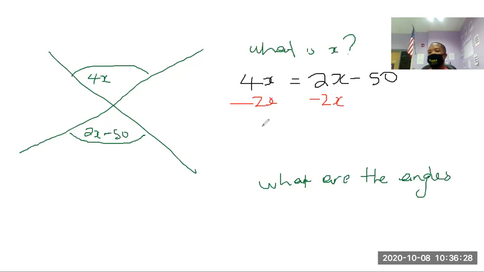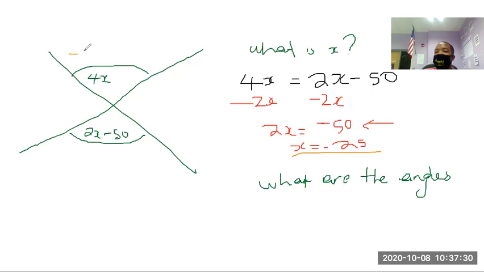So then I'm left with 2x equals negative 50. So x equals negative 25. If they ask me what the angles are, I just take my x value and put it into my equations.